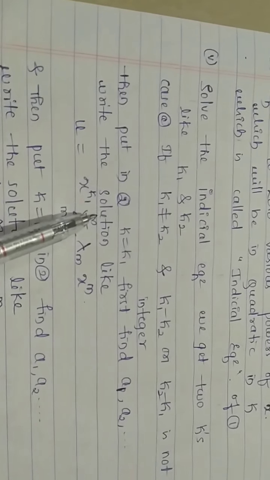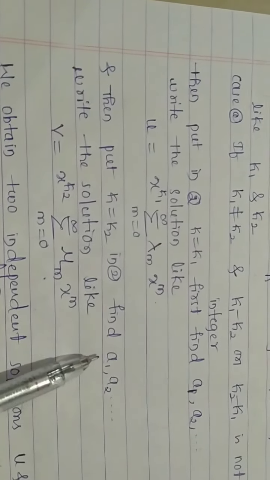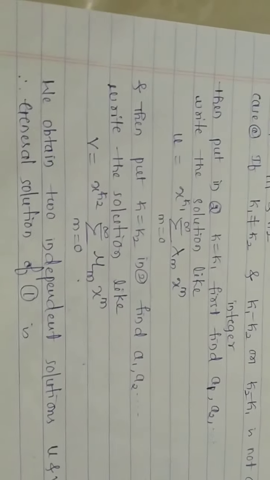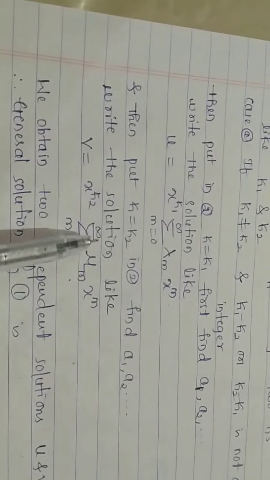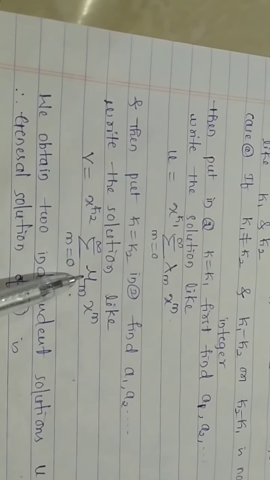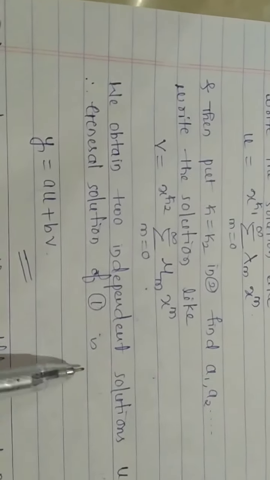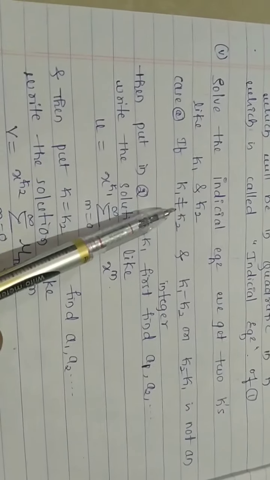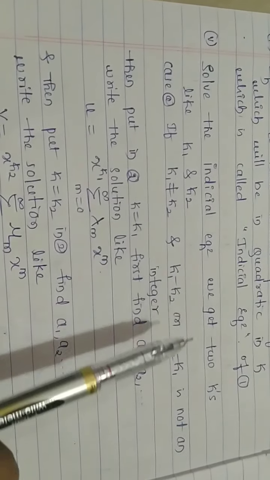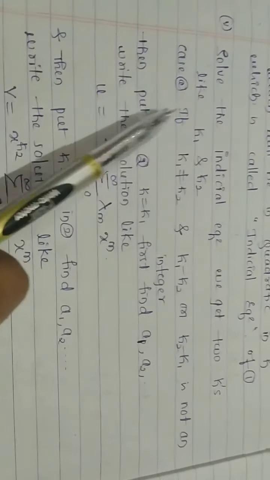And then I have to put k is equal to k2 in equation number 2, and I have to find all the constants a1, a2, a3 and so on. I have to write the second solution, that is v is equal to x raised to k2 along with this, after finding a1, a2 in equation number 2. And we have to write the general solution of equation number 1 as y is equal to a into u plus b into v. This is all about the first case, whenever k1 and k2 are not equal and do not differ by an integer. That is, the difference is not an integer whenever we have case A.